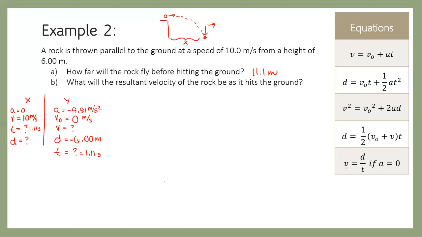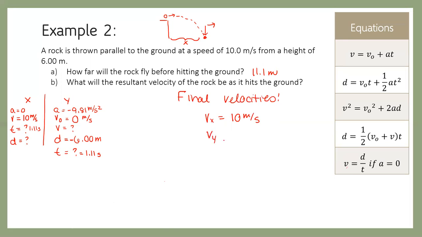In order to find the resultant, I need to know the final velocity in the x and y direction. So we'll make a list. I need the final velocities. Final velocity in the x direction is going to be 10 meters per second. Why? Well, we just said in the horizontal there's no acceleration. It stays 10 meters per second all the time, so we don't have to calculate it.